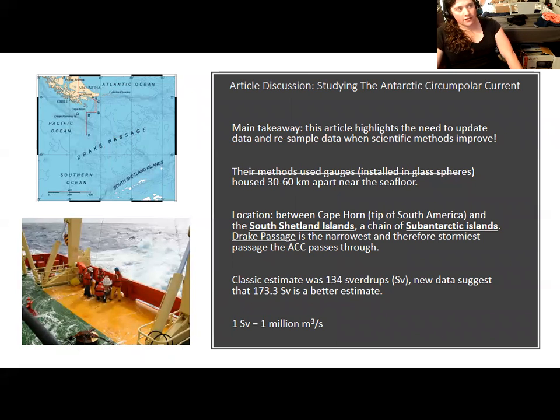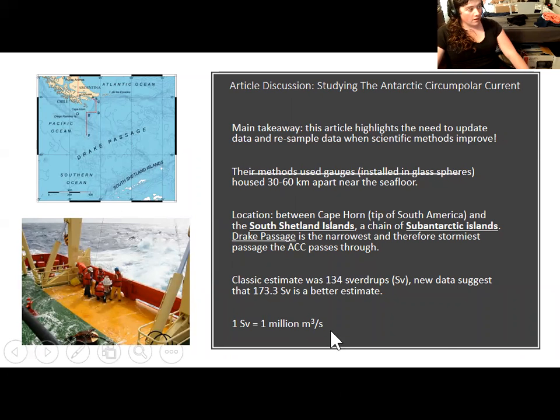And remember that the Antarctic Circumpolar Current movement is measured in a quantity called a sverdrup. A sverdrup is a rate. It tells you how many cubic meters of water are being dragged per second. And they came up with a much bigger estimate than before, 173 versus 134, which is noticeable. So I think it's interesting that they simply published that better resolution data, like having more gauges gave a better and more accurate picture as to how fast the current was moving.